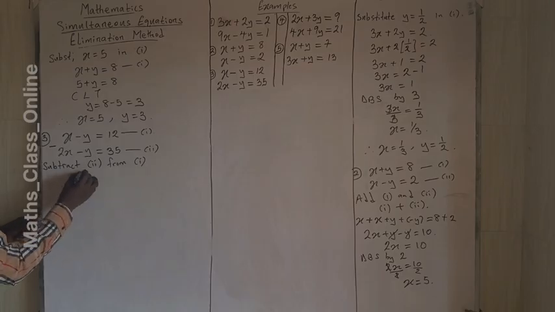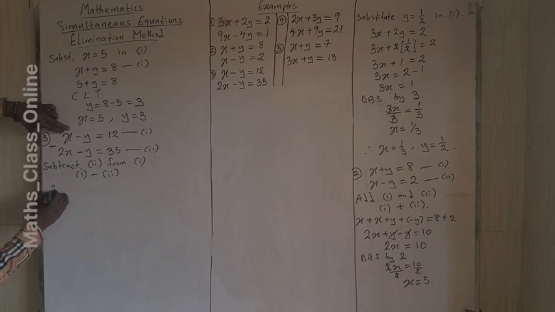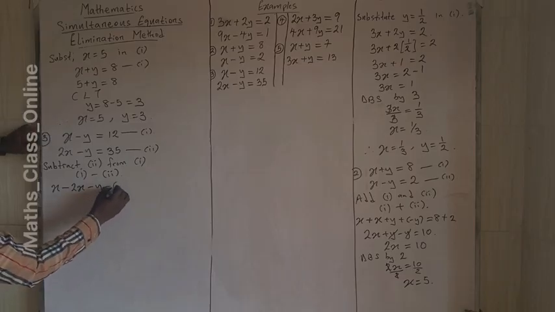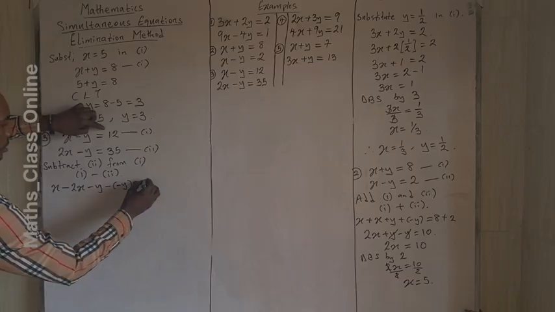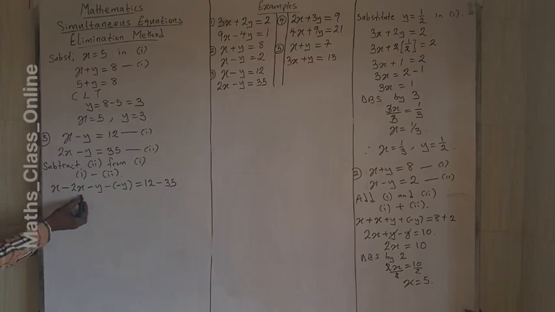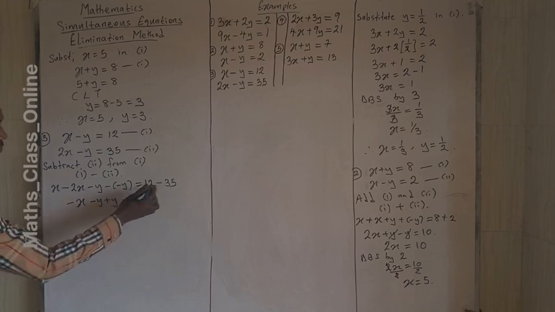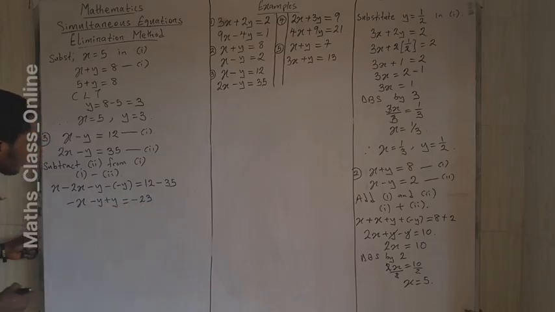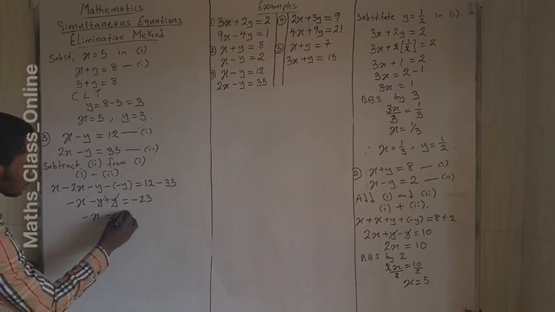Subtract 2 from 1. That means 1 minus 2. What is equation 1? This is x minus 2x. Equation 1 again, minus y, minus minus y, equals 12 minus 35. x minus 2x will give us minus x. Minus y plus y equals 12 minus 35. That is minus 23. Minus y plus y cancel each other. So we have minus x equals minus 23.